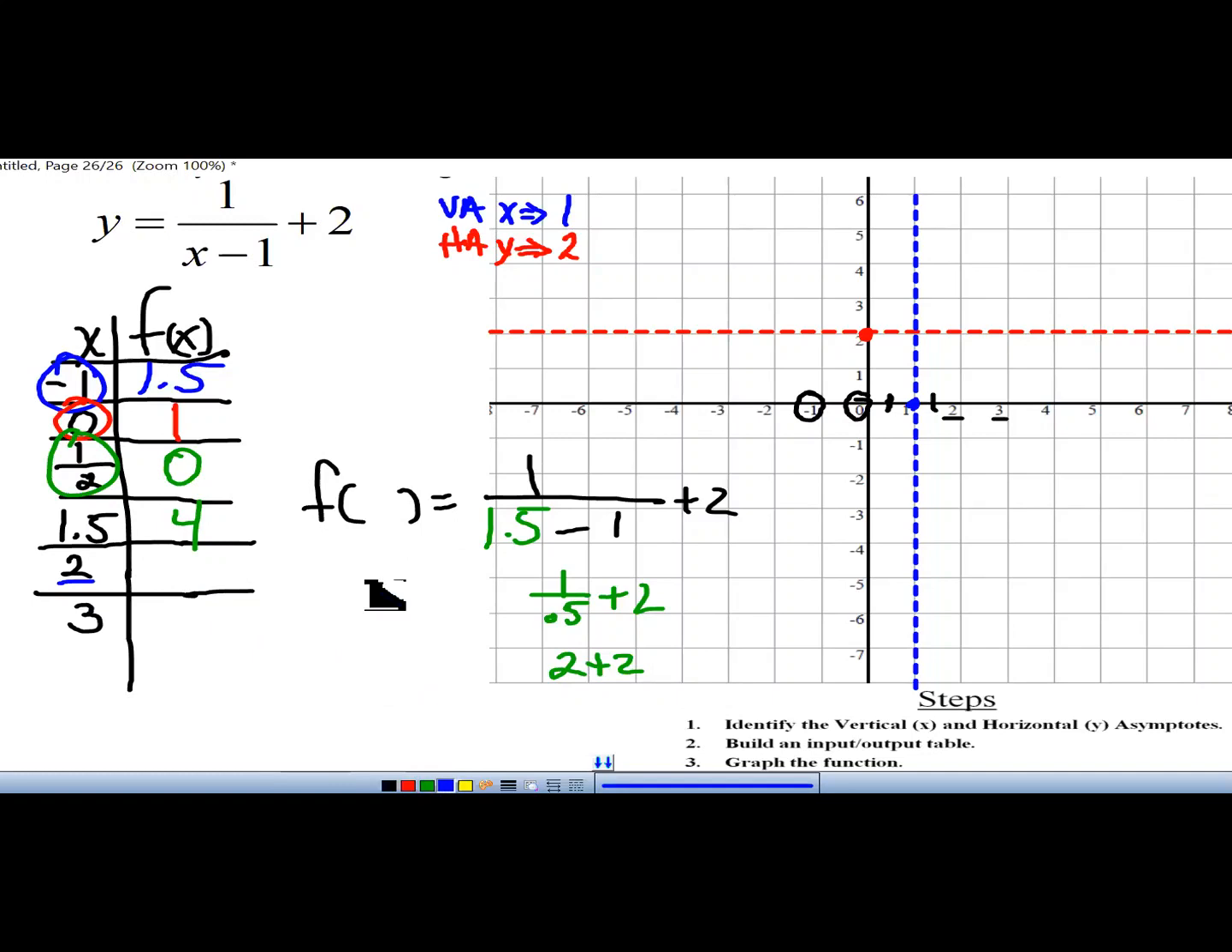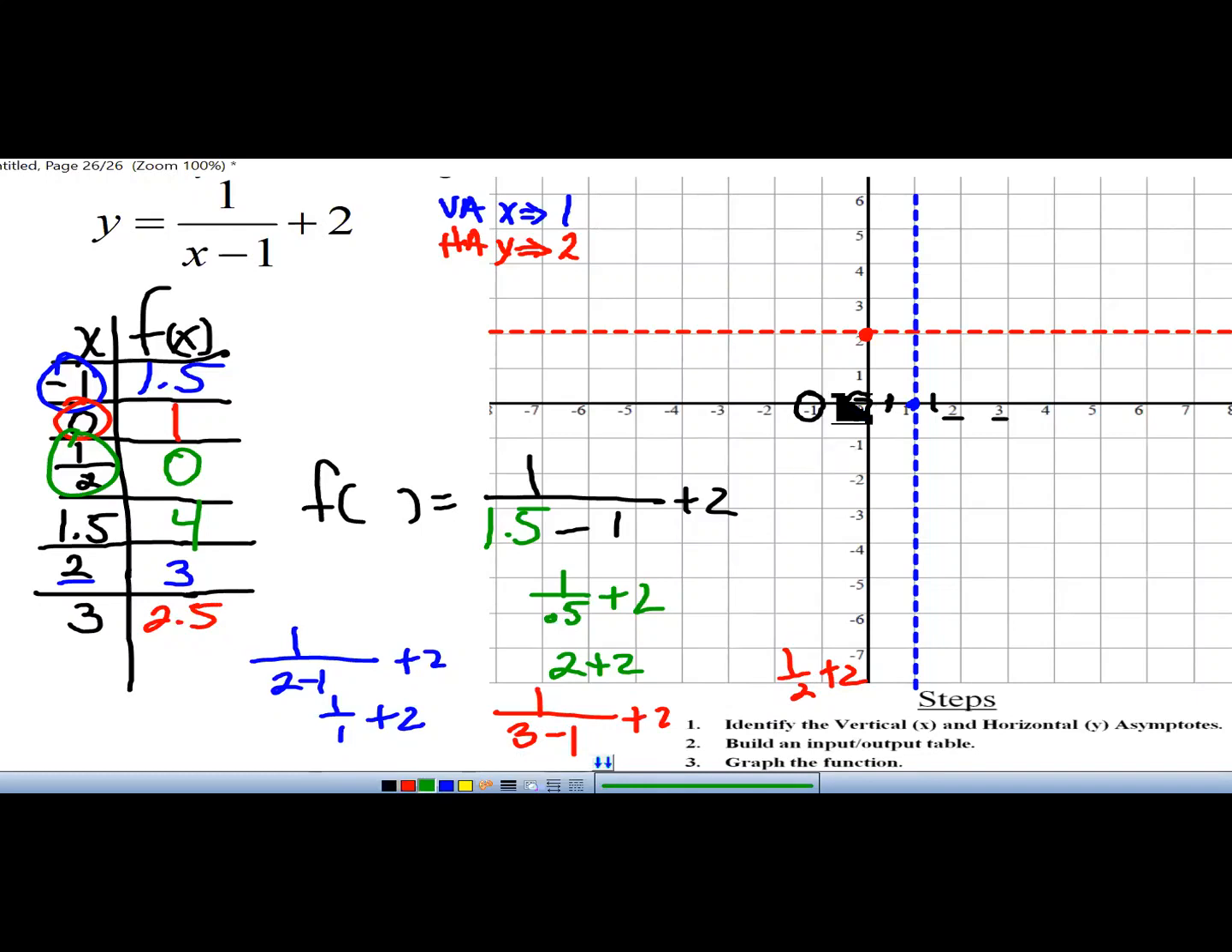Next one, I'm going to do in blue, which was 2. So it's 1 over 2 minus 1 plus 2. So this is 1 over 1 plus 2, which is 3. And last but not least, the 3. I got 1 over 3 minus 1 plus 2. So this is 3 minus 1 is 2. So that's 1/2 plus 2. So that is 2.5. All right, let's graph that.